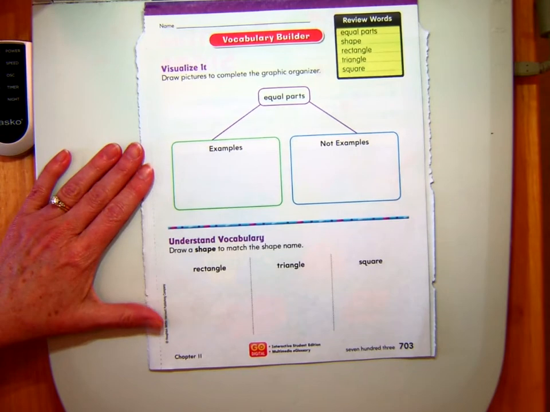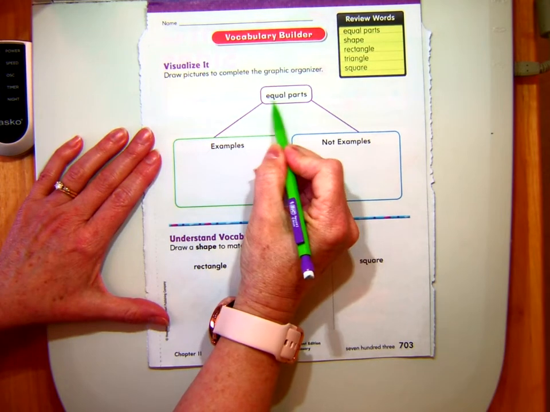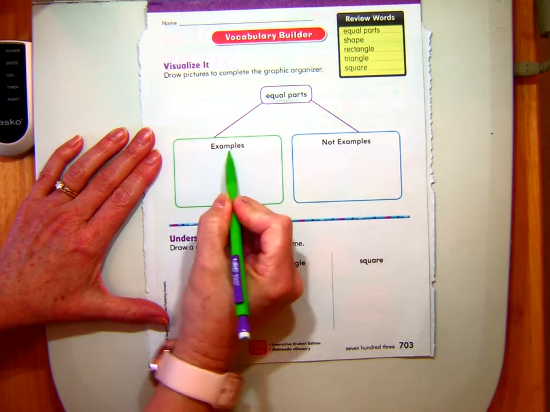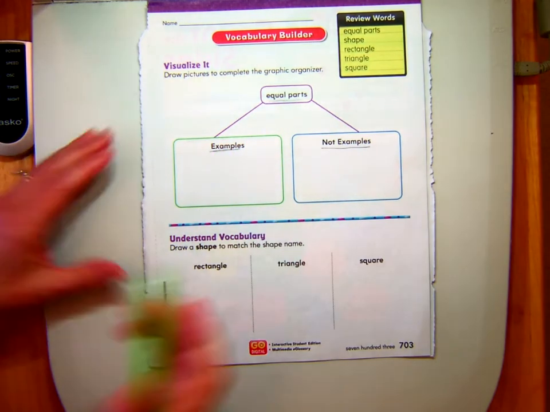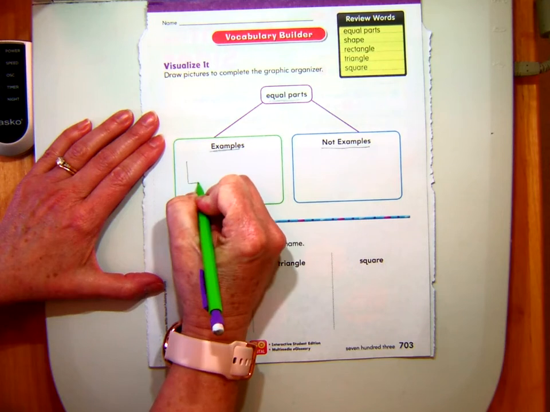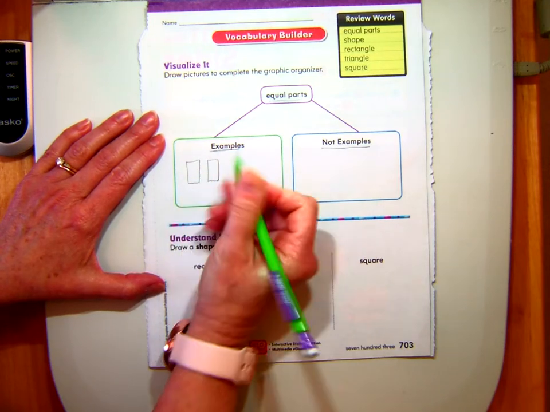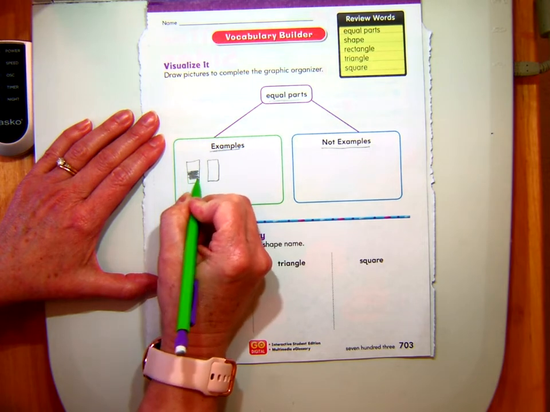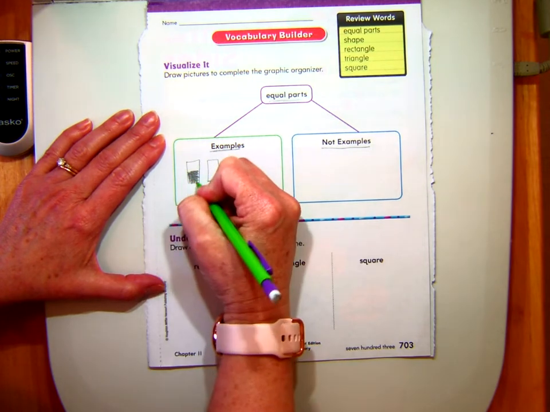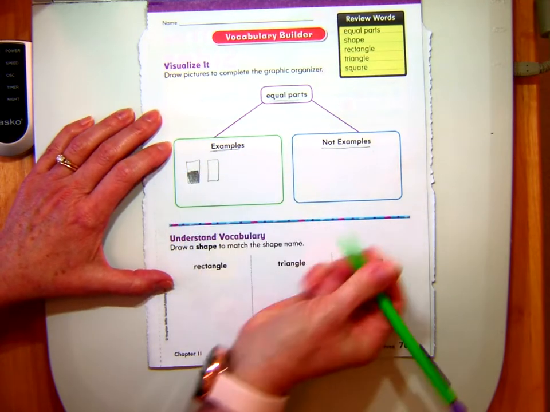If we're visualizing it, it says, draw pictures to complete this. So if we draw pictures, they want us to draw equal parts. They want us to do examples of it and then non-examples of it. So if I'm doing an equal part, I might draw a cup. I'm going to draw another cup. I'm going to try to draw them the same size and shape, and I'm going to say, okay, this is an equal part. That is kind of the same amount, what's there and what's not there.